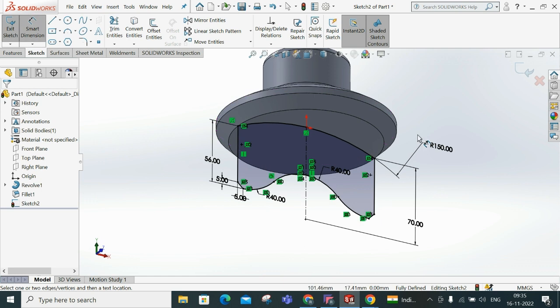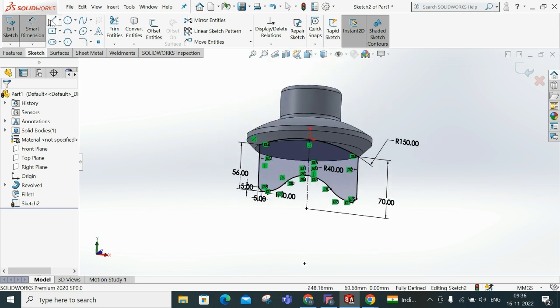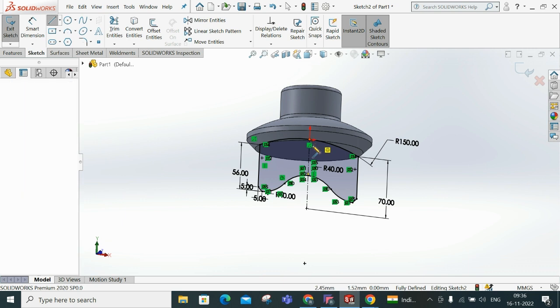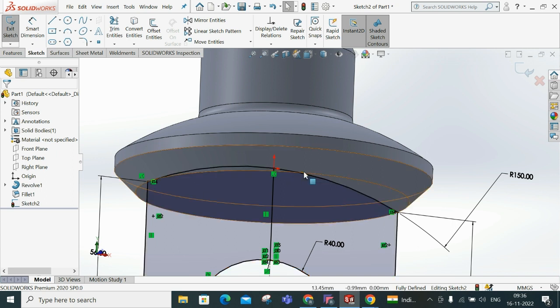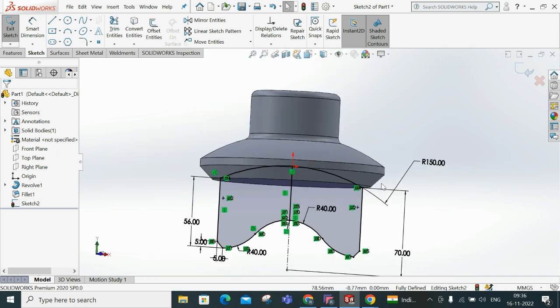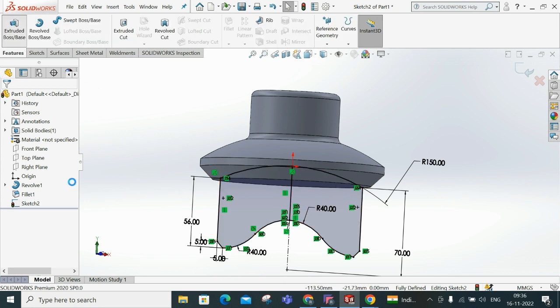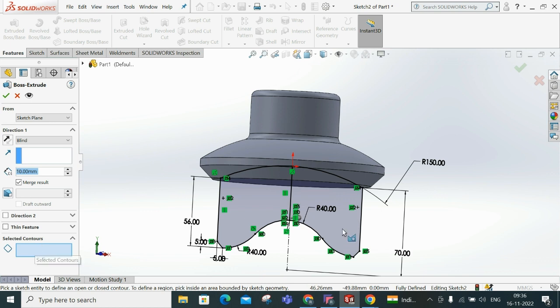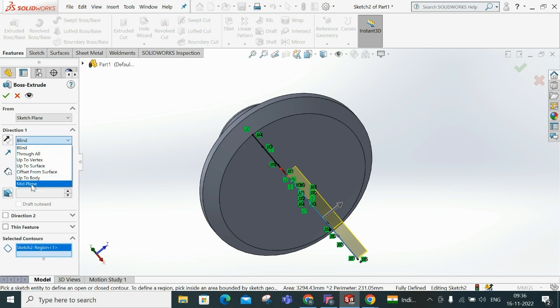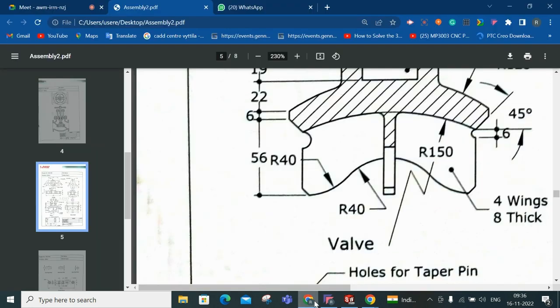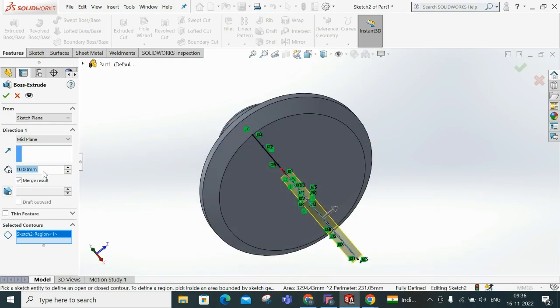Here also we don't need this, I just need the half portion only. Just draw a line. I'm not trimming these portions. I think you know the reason why I'm not trimming. When I'm trimming this, it becomes over defined and so on. So I'm just extruding the region, only the contour which I require, that is this thing. Not in this direction, using mid plane, and thickness is 8.